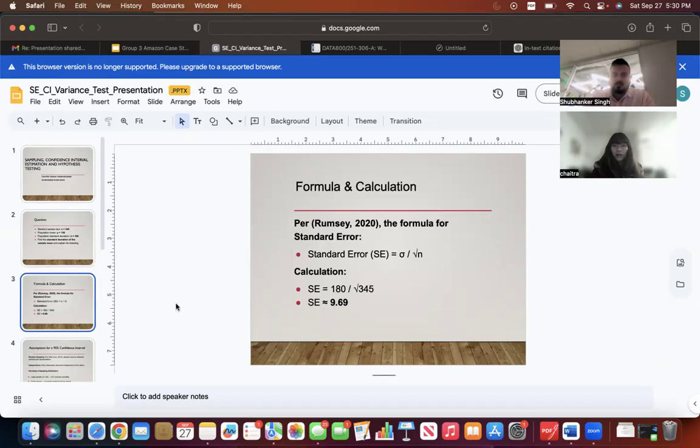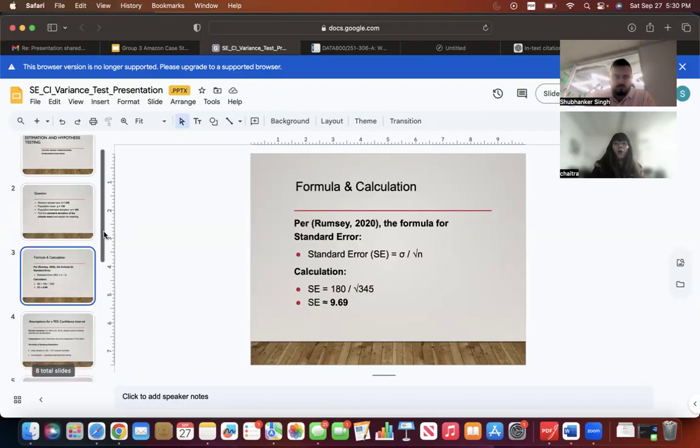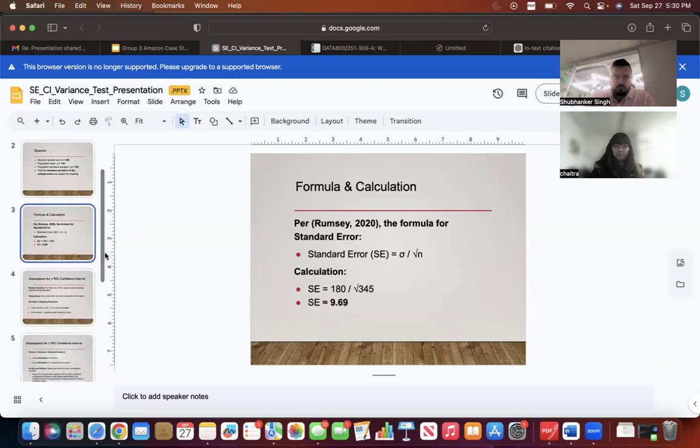So here it shows the actual calculation step. Using the formula, we divide 180 by the square root of 345 to get a standard error of about 9.69. This value tells us the degree of variability we can expect from our sample means when estimating the population mean. So let's move on to the next slide.